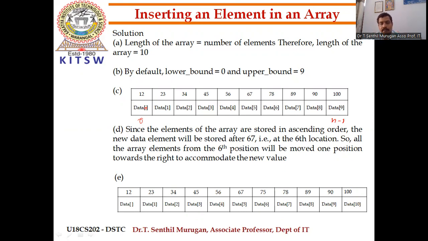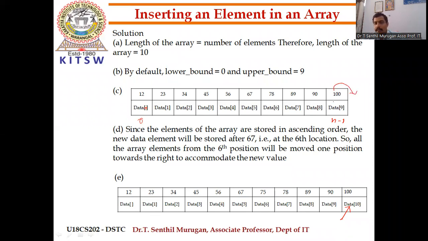So we want to insert after 67, the 75 wants to insert. How can we do that? Okay, so the sixth position will be moved one position towards the right to accommodate the new value. So we have to insert a new value, that is data 10. That 10, what we have to do? One value we have to shift.